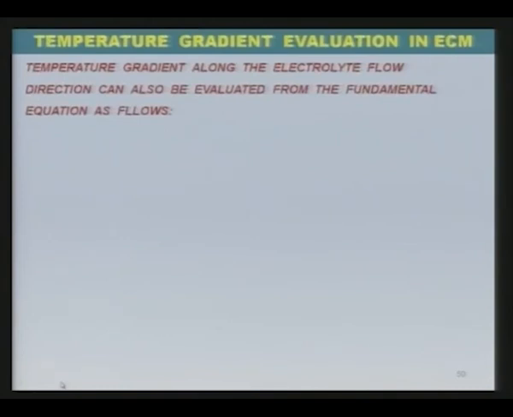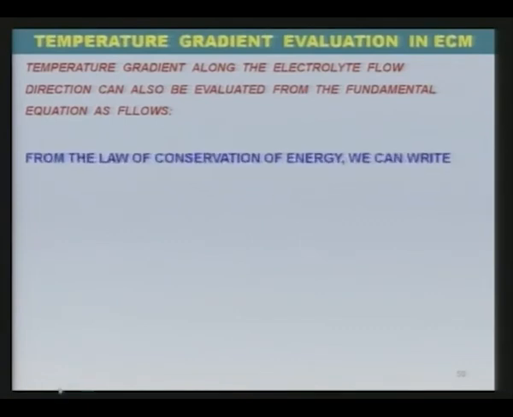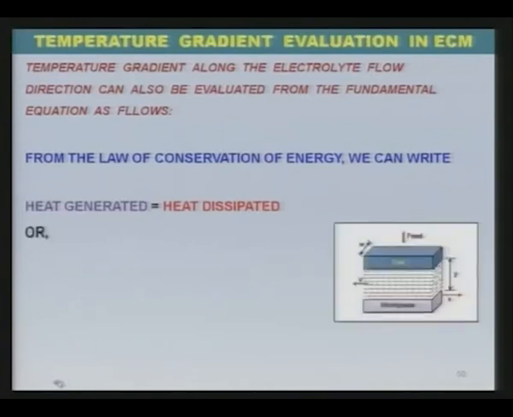Temperature gradient along the electrolyte flow direction can also be evaluated from the fundamental equation as follows. From the law of conservation of energy, we can write heat generated is equal to heat dissipated, that we have already seen. Now, let us see this particular figure. Here tool, workpiece, interelectrode gap represented by the value of y, and small w represents the width of the tool and also the width of the workpiece, and v is the electrolyte flow velocity.